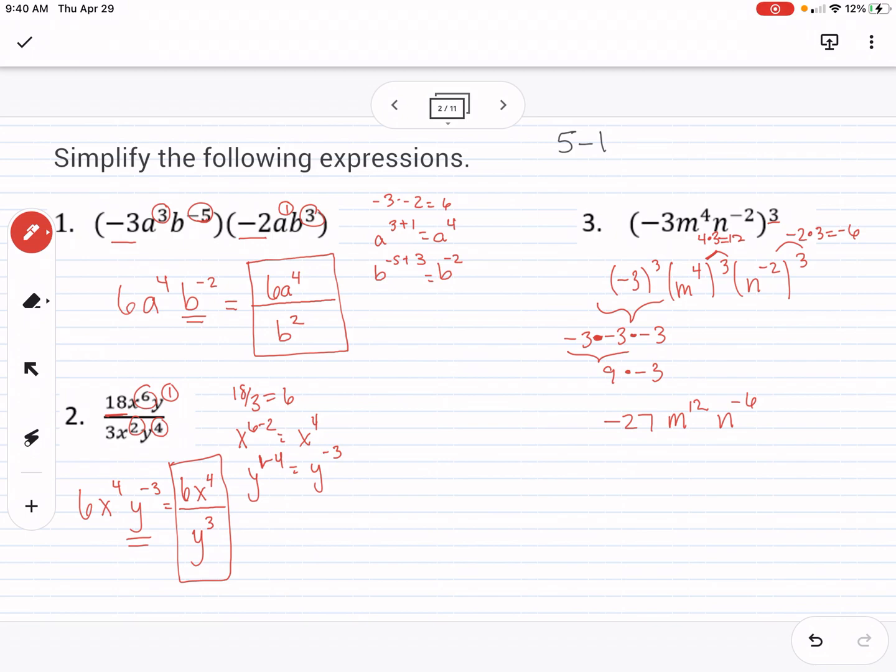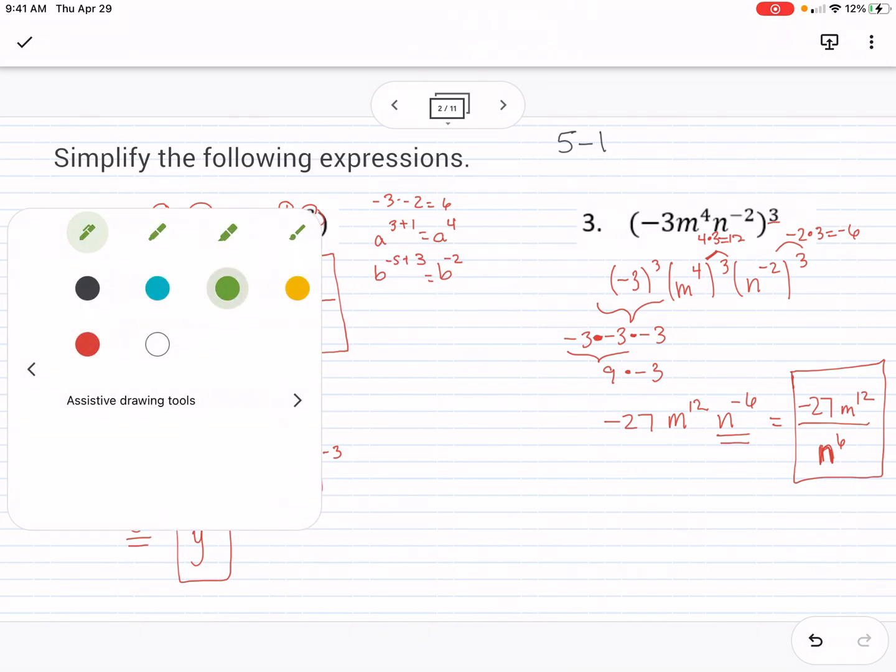From there, I'm going to check if I have a negative exponent. The n has a negative exponent. So I'm going to rewrite my final answer as a fraction. N moves to the bottom, and the exponent becomes a positive 6. Everything else stays on top. So notice it's okay to have the negative 27. Your coefficients, you leave them alone. It's just negative exponents that you don't want.